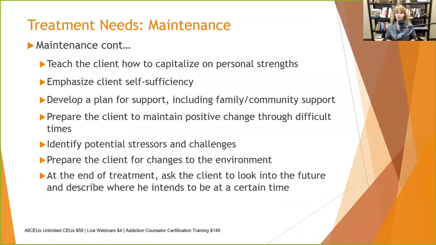They are able. Help them develop a plan for support, including family as they define it, may not be blood relatives, and community support. Where can they go in their community for recreation, for any sort of support needs that they may require? And that may just mean going to the library.